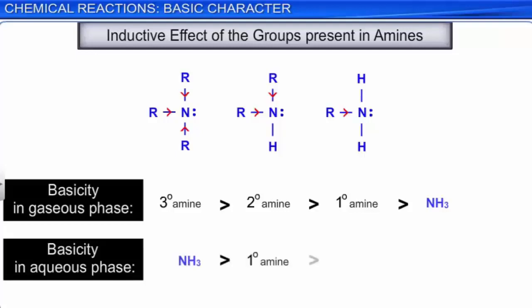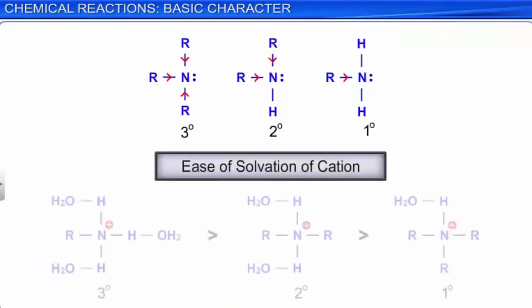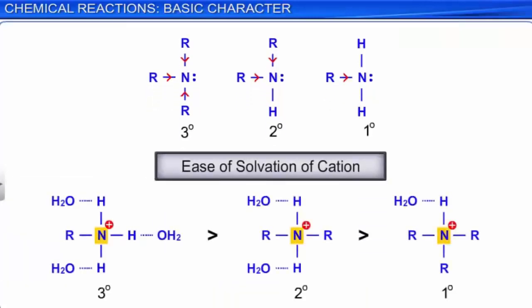This can be illustrated on the basis of the ease of solvation of the cation. The positive charge on the nitrogen atom is also stabilized by the effect of solvation in the aqueous phase. The smaller the size of the ion, the greater will be the solvation with water molecules and more stabilized will be the ion. Thus, the order of basicity of amines in the aqueous phase is exactly opposite to the order based on inductive effect.